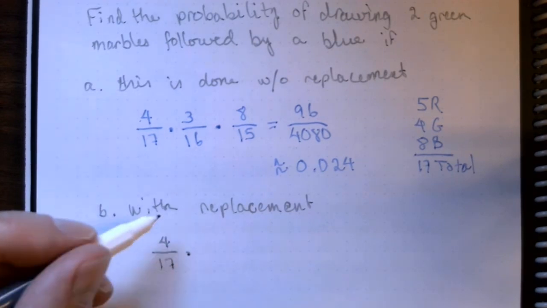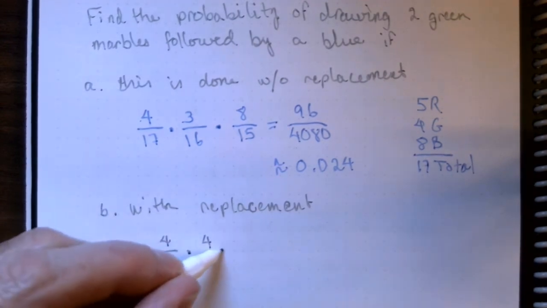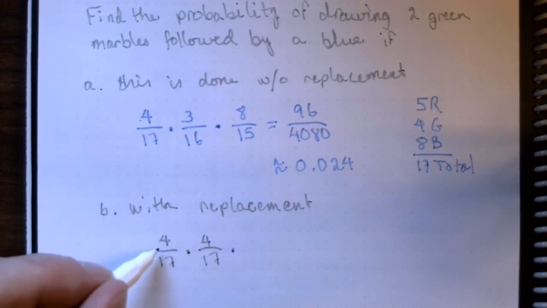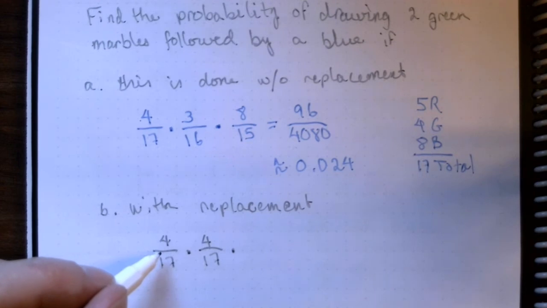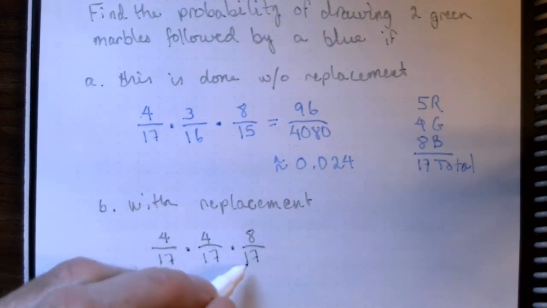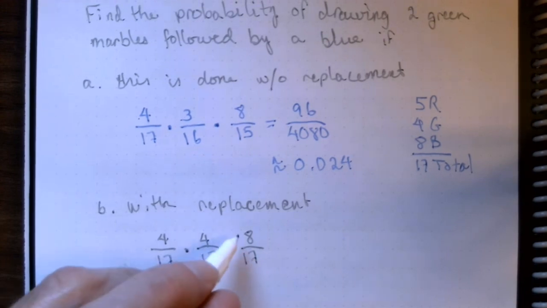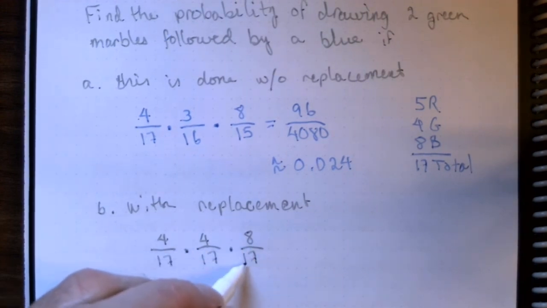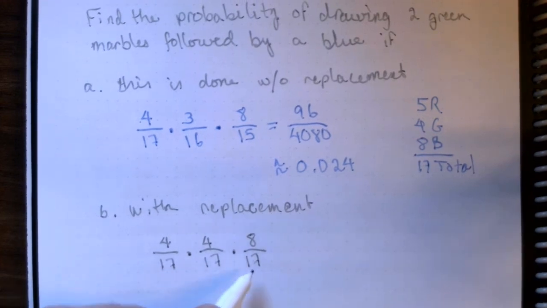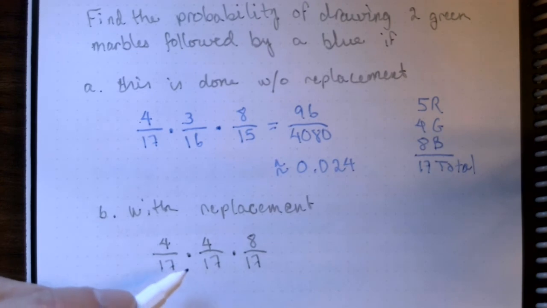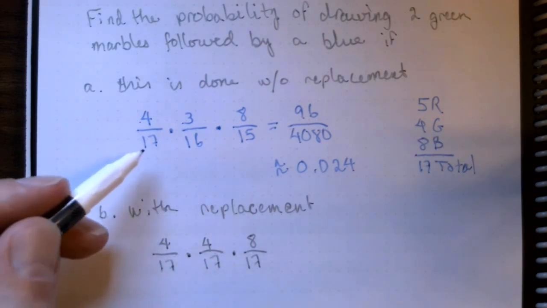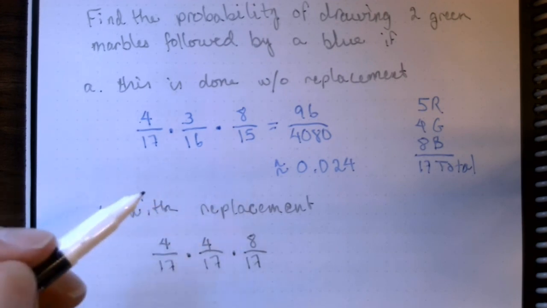You're putting that green marble back. So on the second draw, you still have 4 greens out of 17 total. You look at that, you write down what you got, you put it back. And now you want to draw a blue marble. So there were 8 of those out of 17 total. Okay, so notice the difference in the denominators here. If we are replacing the marble every time, then we always have 17 marbles to choose from. Without replacement, it's dropping by 1 every time.